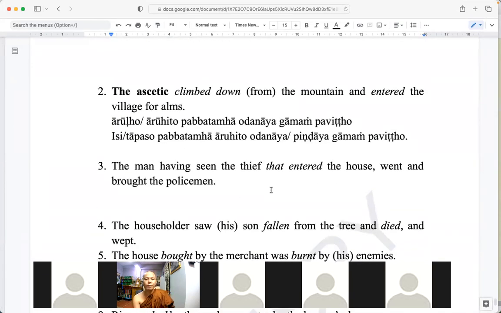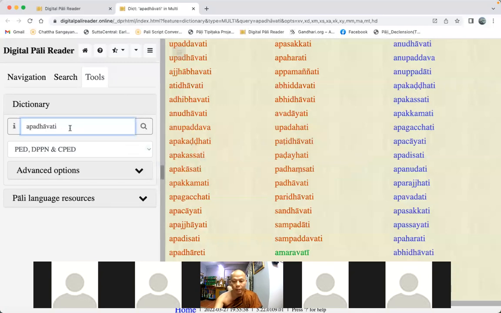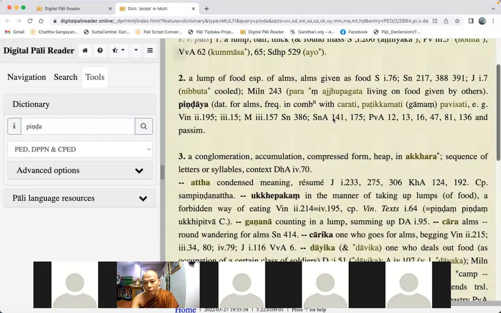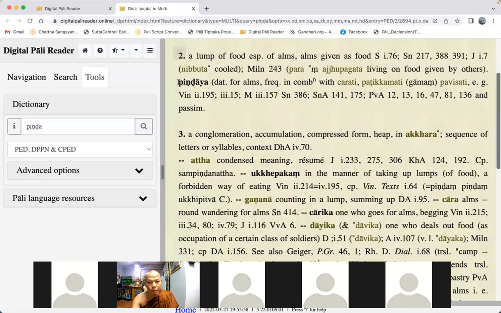And then number two, pindaya. If I use pindassa, is that okay? Actually this is for purpose: the purpose of going to the village, of entering the village. In Pali, it cannot be just pindassa, it is pindaya. We can check in the dictionary. Pindaya is a very common word. Here you see, pindaya, dative, for alms, is frequently combined with carati, pindaya carati, or pindaya gamam pavisati. A very common phrase.